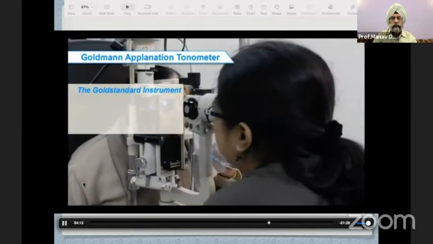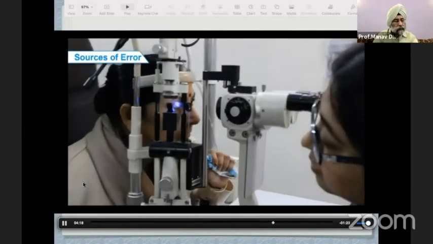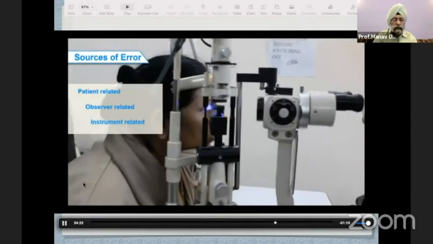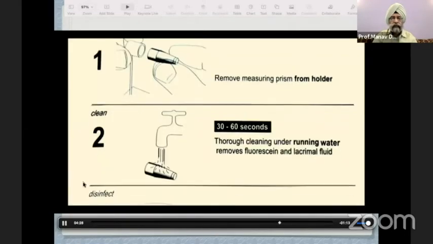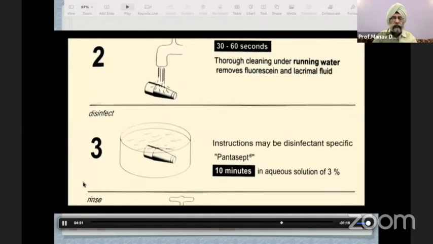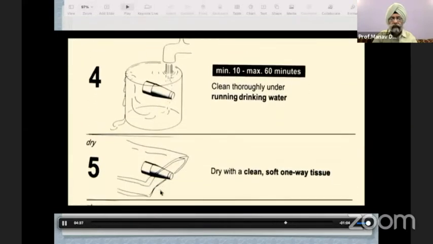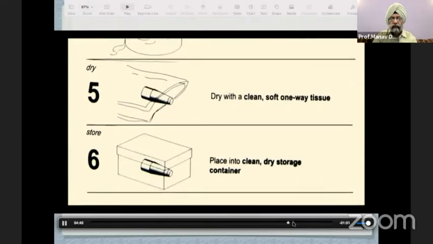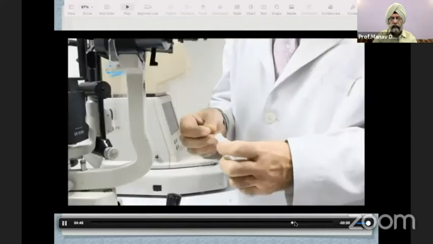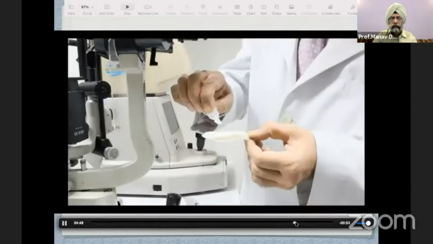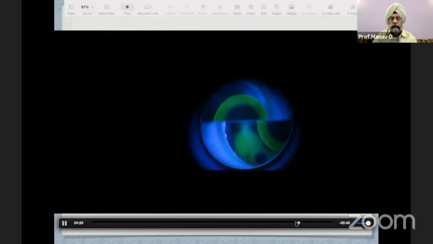Although the Goldmann tonometer is the gold standard due to its accuracy and reproducibility, it does have certain sources of error, which may be patient, observer, or instrument related. The most important considerations are astigmatism and corneal thickness. Disinfection of the prism is best done by household bleach, sodium hypochlorite, 3% hydrogen peroxide, mild soap, or proprietary disinfectants recommended by the manufacturers. For cleaning in between cases, using hydrogen peroxide, dilute bleach, or simply distilled water are the most practical. One should make sure the prism tip is dried before use to avoid getting excessively broad mires.